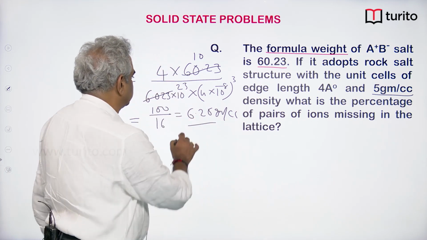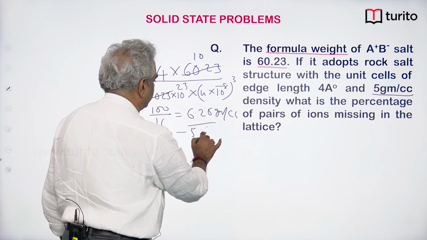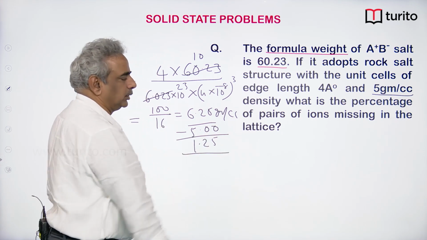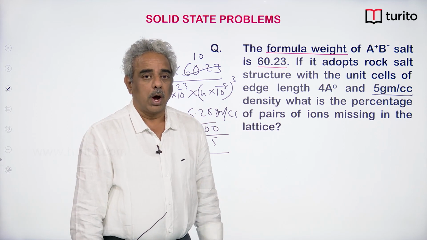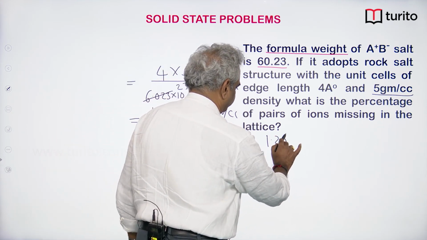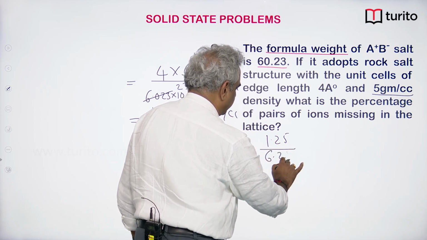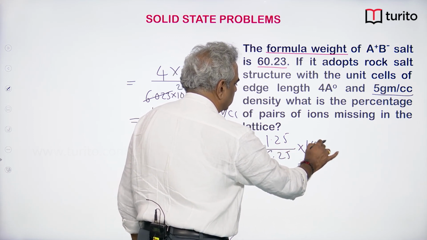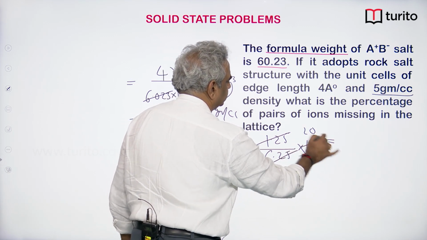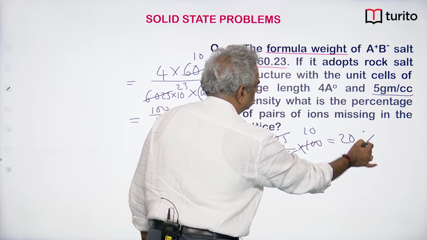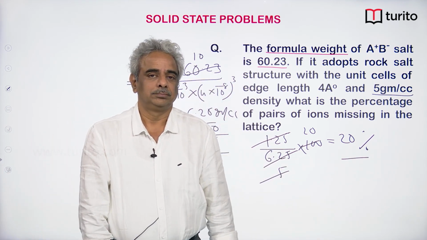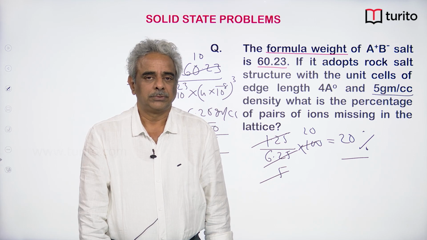So, how much drop is there? 6.25 minus 5, 1.25 drop is there out of 6.25. So, this much drop out of 6.25 corresponds to the percentage of ions missing. 20% of the ions are missing from the lattice.